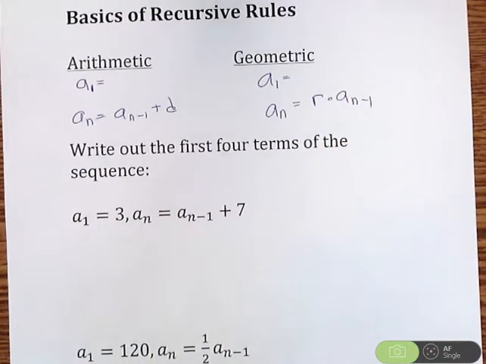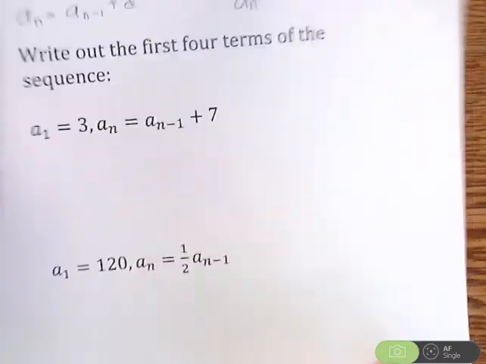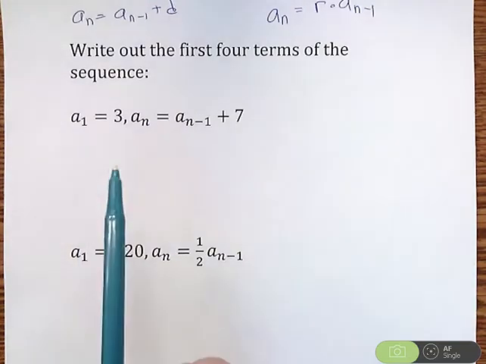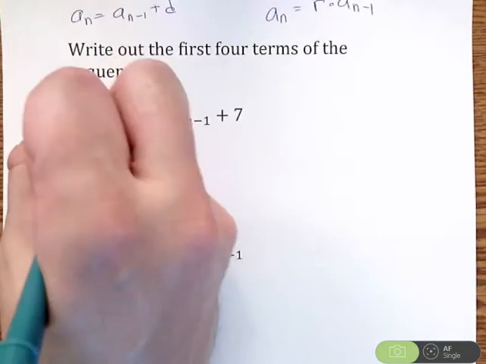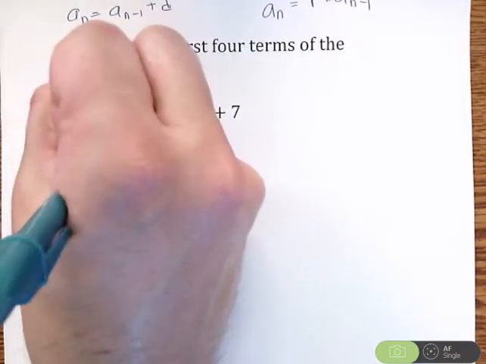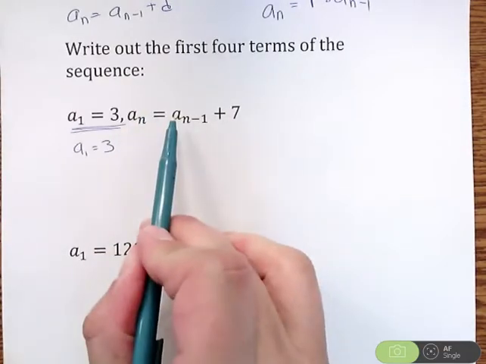So the first example here is, using a basic arithmetic sequence, what does it look like for the first 4 terms? They always give you a starting spot, so they tell me a1 equals 3. And then this is the key for developing future terms.